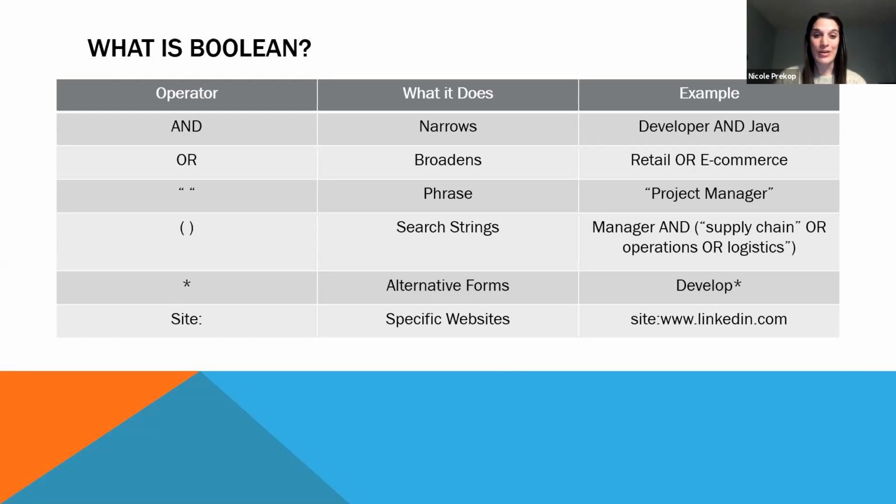And then lastly, for the site operator, this is where you can actually search specific websites. So in all of the examples I'll show, all you need is just your internet and Google. So you can draft up your Boolean search and just copy and paste it into your web browser, and that will just automatically pull back your results.